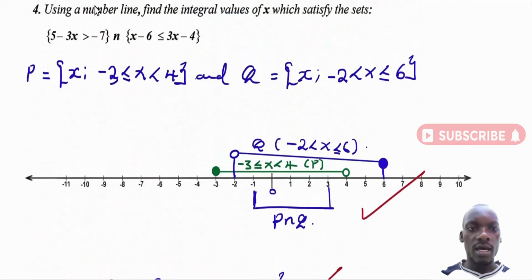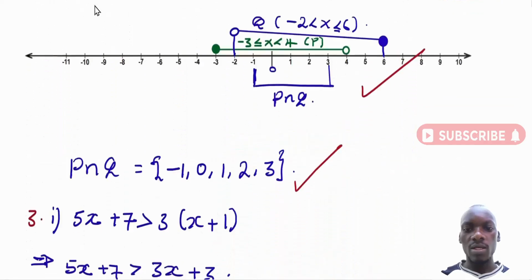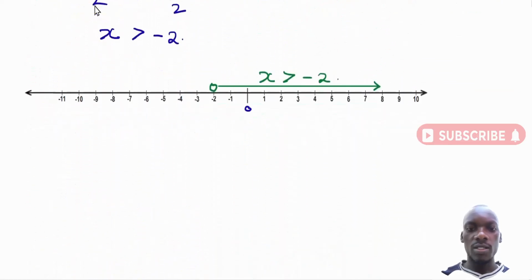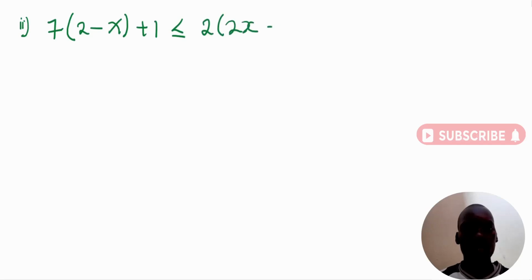The question says we have to indicate and represent each solution on a number line. So that is the solution. The solution has to range from negative 1 towards the positive, or towards the right hand side of the number line. We can now have Roman numeral 2 of our question. For Roman numeral 3, we have 7 into 2 minus x, close the brackets, plus 1 is less than or equal to 2 into 2x minus 9.